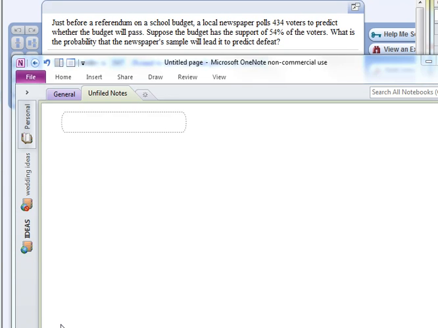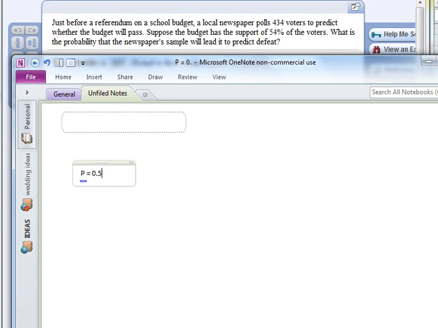Looking at this problem, it says, just before a referendum on the school budget, a local newspaper polls 434 voters to predict whether the budget will pass. Suppose the budget has the support of 54% of the voters. So that is the true mean. That's your P. So right away you know that your P is equal to 0.54.